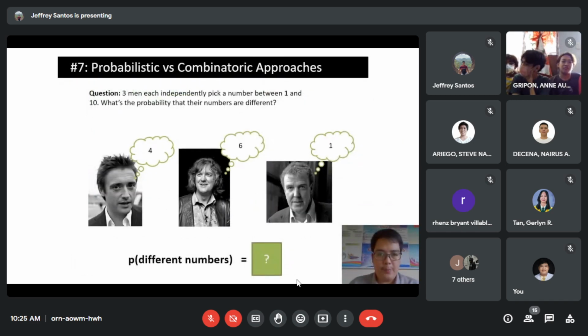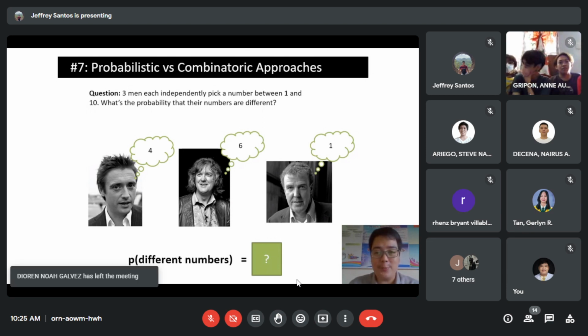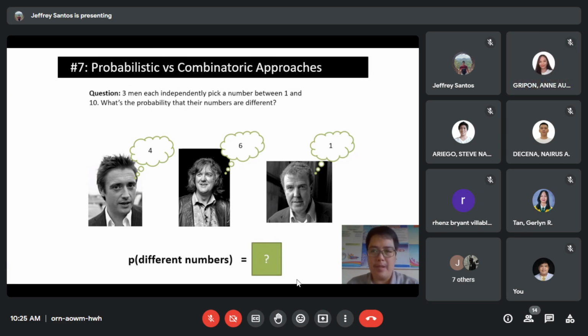So let's have probabilistic versus combinatoric approaches. So di ba kanina nasabi natin ang combinatorics at ang probability ay halos magkamukha. So mamaya sa problem natin malalaman nyo na pwede rin namang i-approach ang problem using combinatorics or either probability. So for the question, 3 men each independently pick a number between 1 and 10. So what's the probability that their numbers are different?